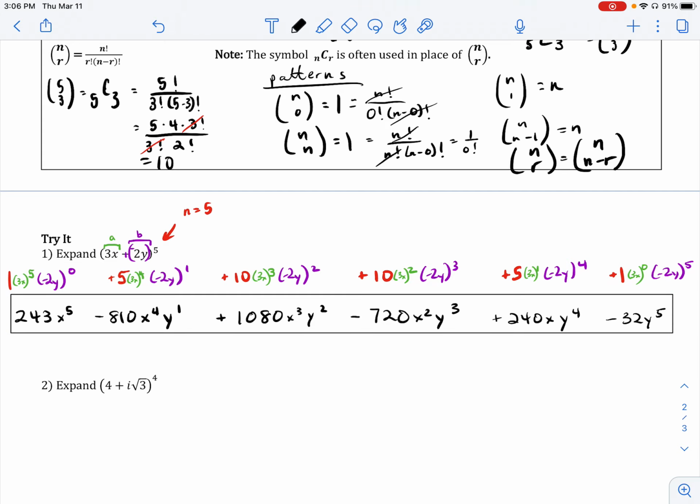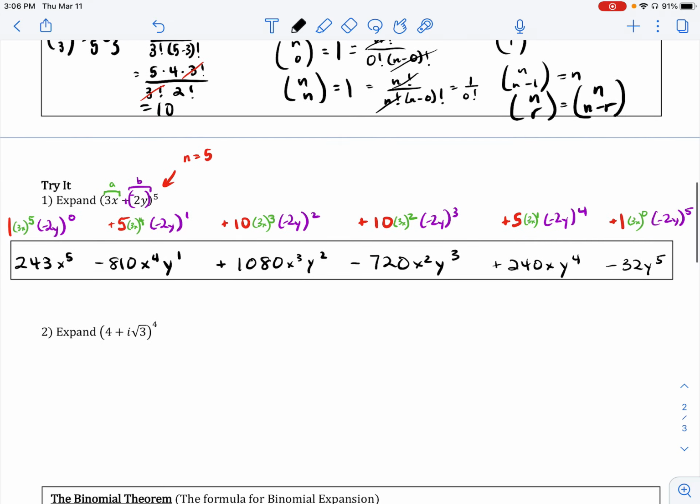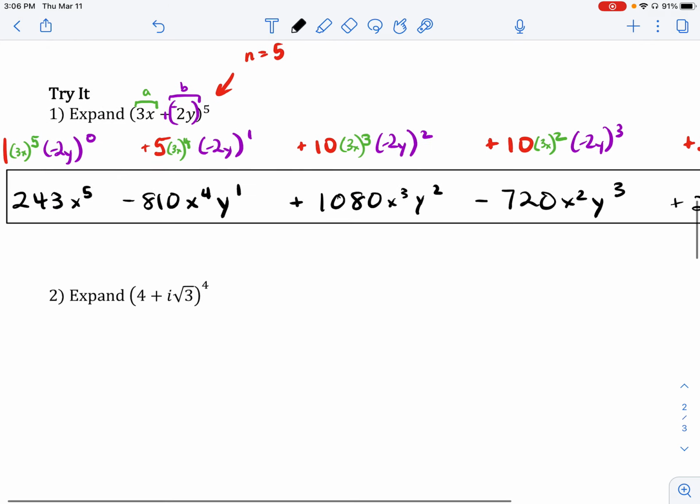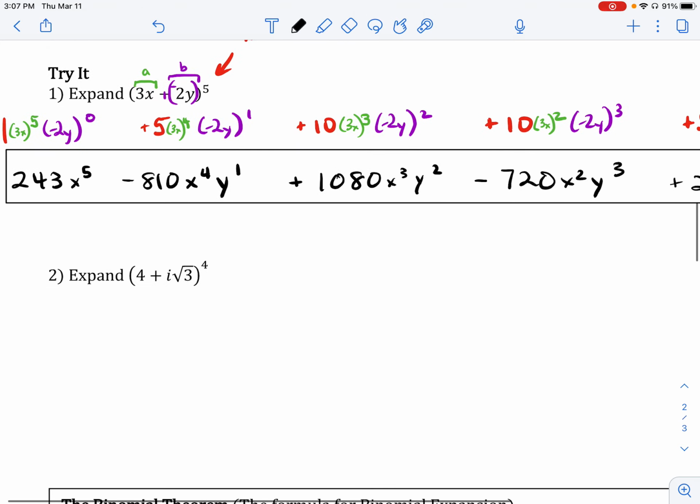I encourage you to now try the next problem. Try expanding this one. It's a little bit more complicated because now we have an imaginary and a radical in there, but if you take your time with it, you should still be able to work through it.